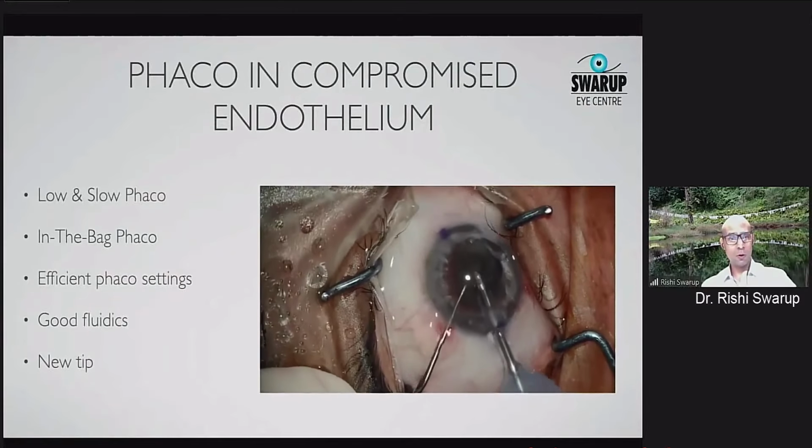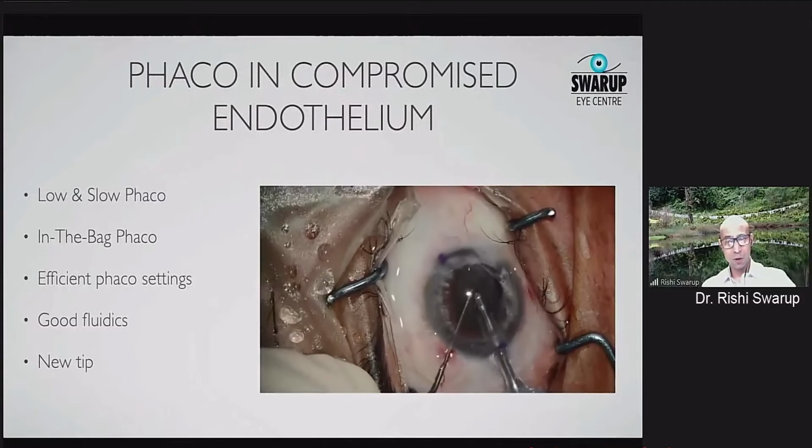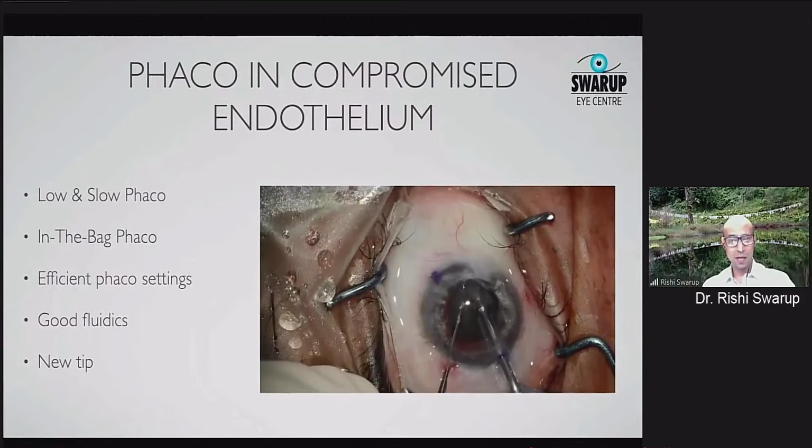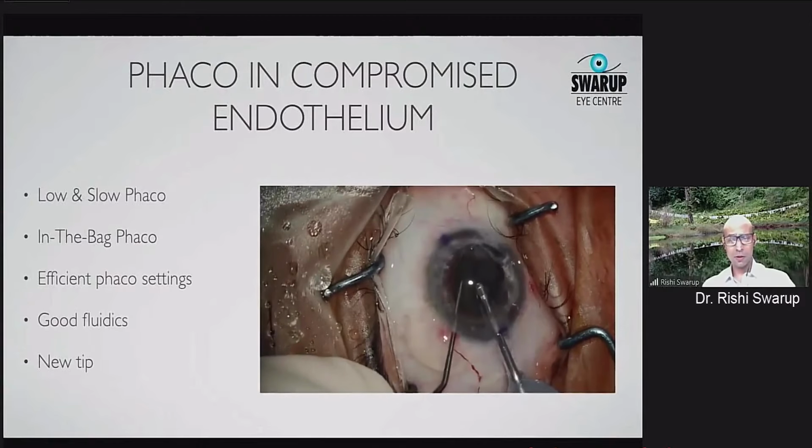Phacoemulsification, we all know we want to minimize the phaco time, so you want to stay as far away from the endothelium as possible while doing the phacoemulsification. So do an in-the-bag phacoemulsification, low and slow, no dramatic, drastic movements, efficient phaco settings appropriate to the nucleus and the cataract.